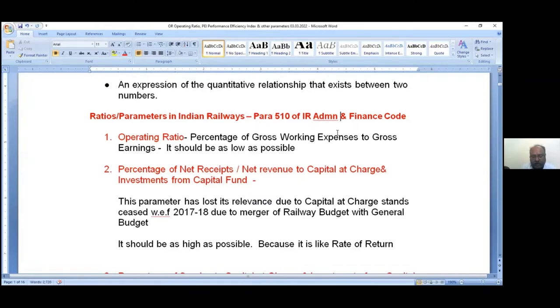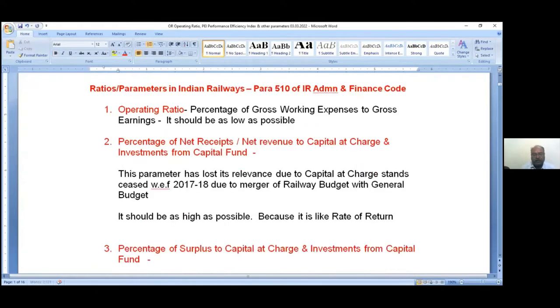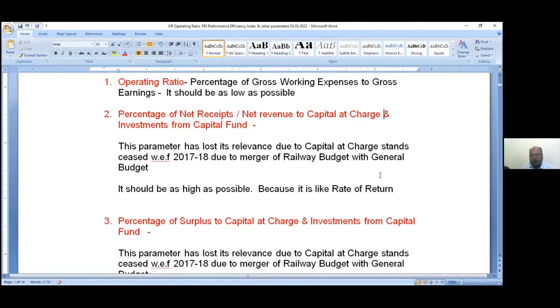The second ratio is the percentage of net receipts or net revenue to capital at charge and investments from capital fund. However, this parameter has lost its relevance. Why? Because now capital at charge has ceased with effect from 2017-18 due to merger of the railway budget with the general budget. However, it still exists in the code book, but now it is not required. If you have an examination question after 2017-18 figures, this has no relevance now.